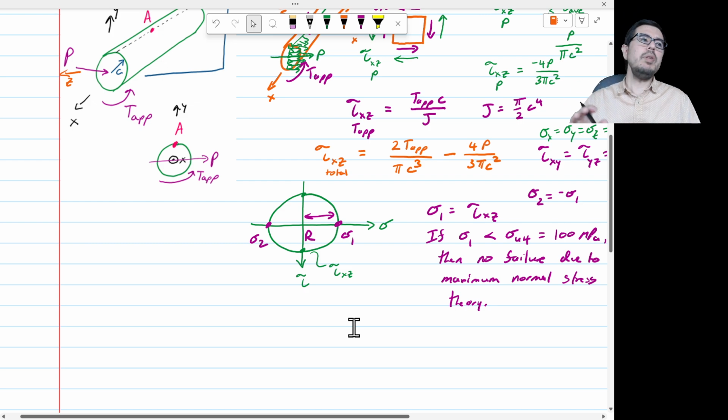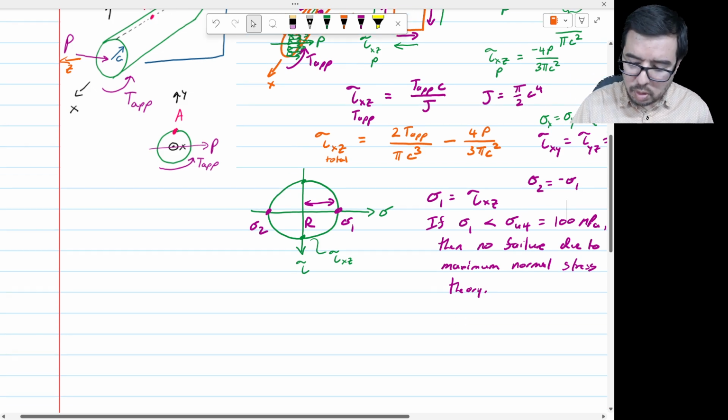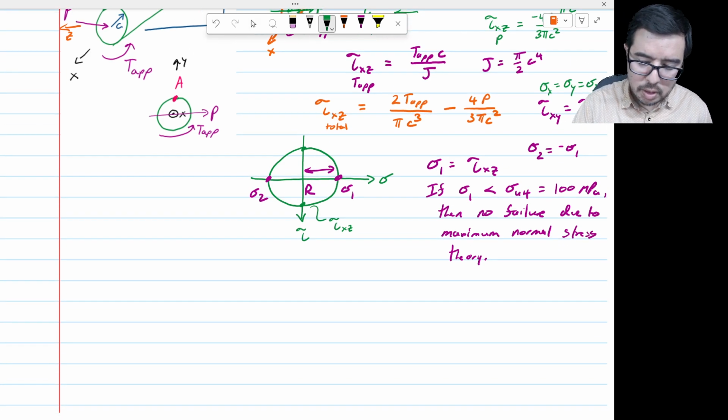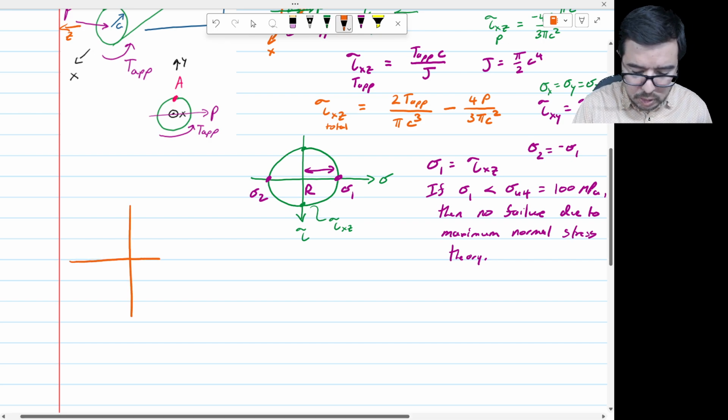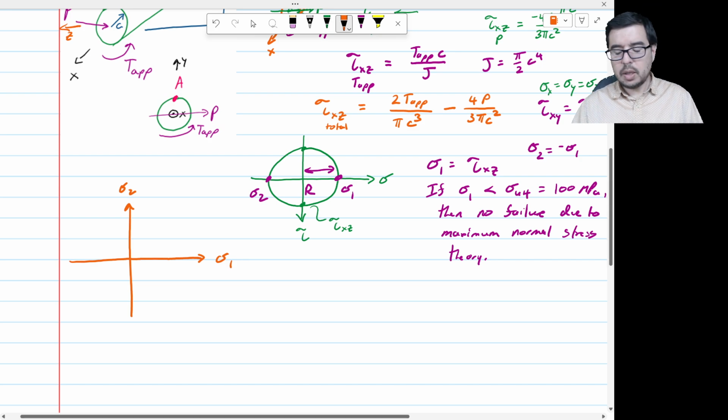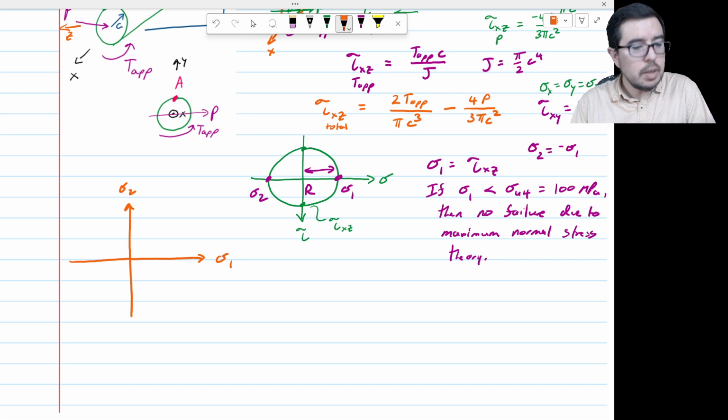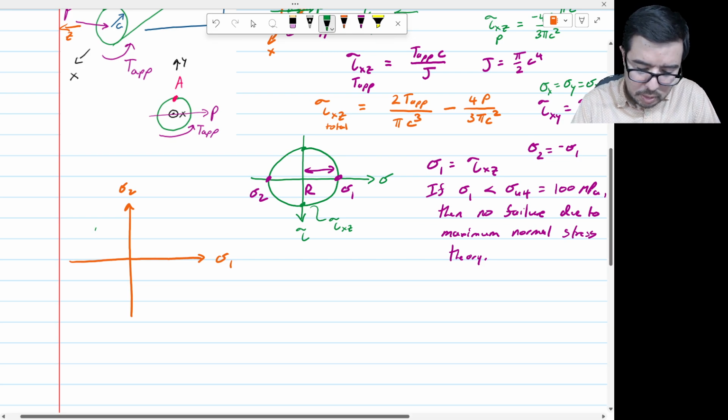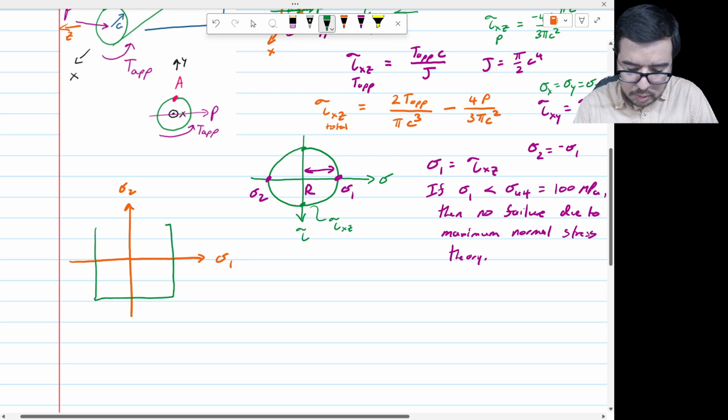Now, what if we wanted to plot this on our newly minted sigma 1, sigma 2 plots? Let's say that this is sigma 1 and this is sigma 2. You remember that for maximum normal stress theory, you have to be in the box to not have failure. So the box looks something like this.